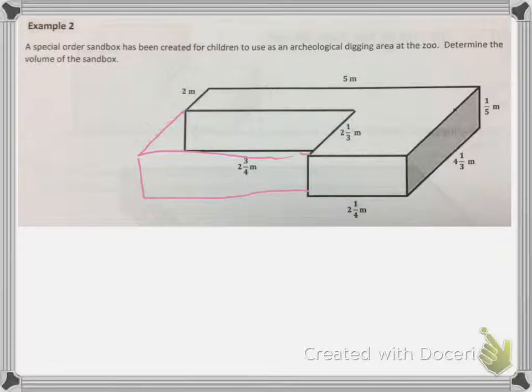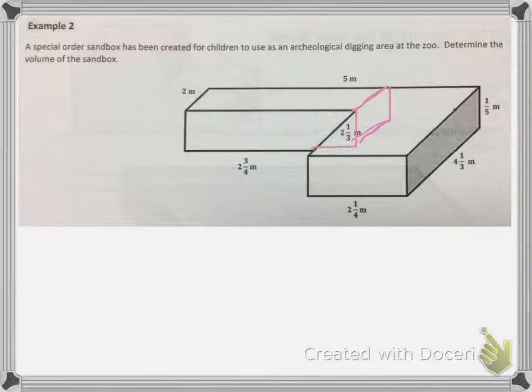Could make this big rectangle, the whole thing, and then subtract out the empty space, so compose. Or, let's get that out of the way, you could decompose. You could cut this up this way, and we'd have a rectangular prism here on the left, that one back there, and then we'd have a rectangular prism here on the right as well.